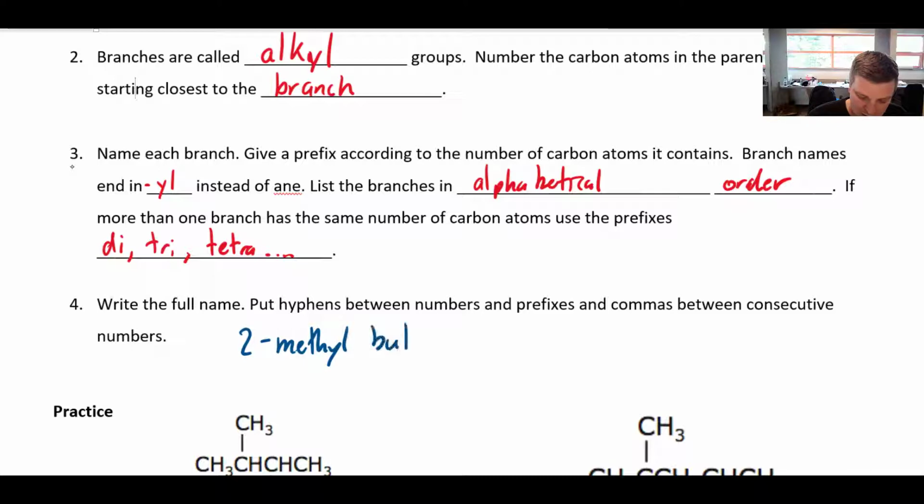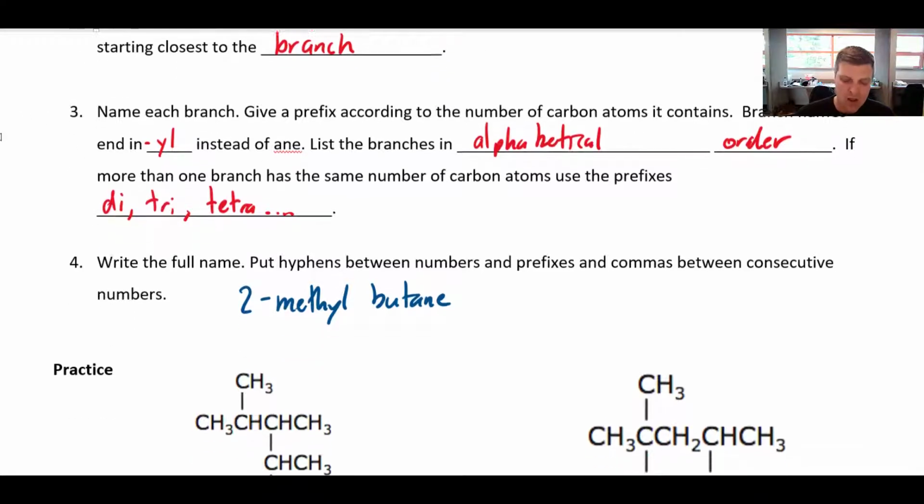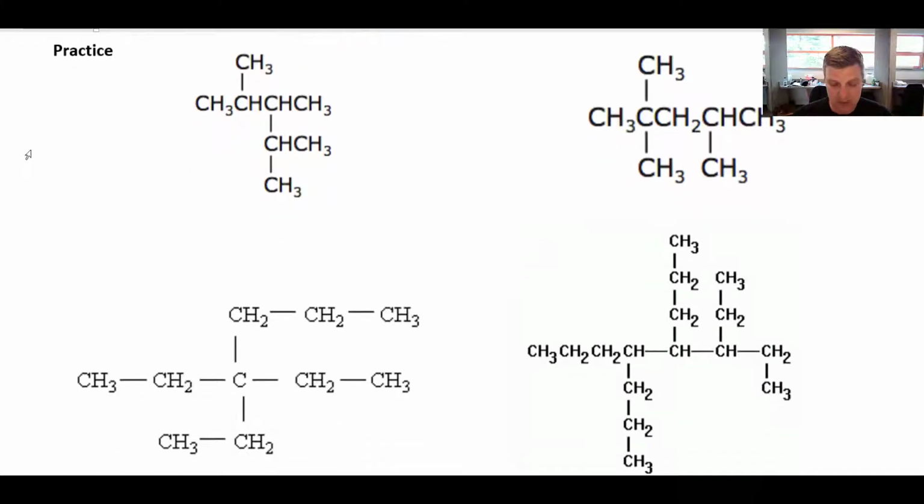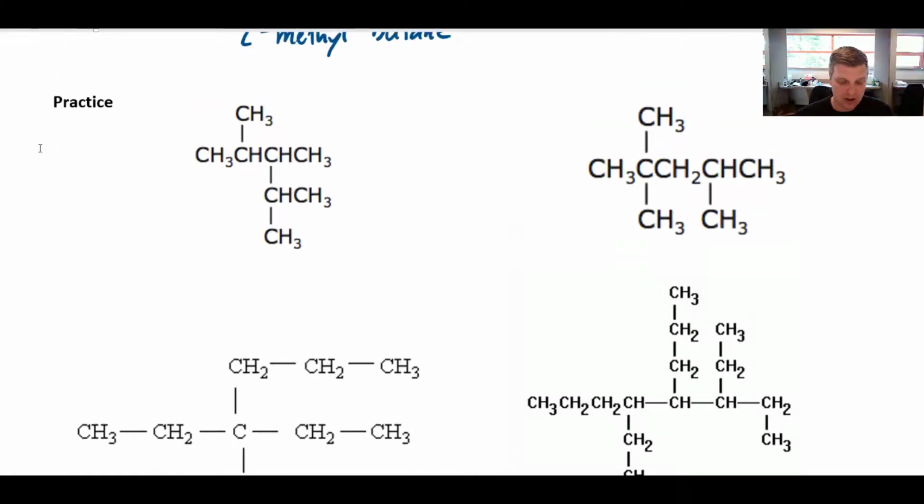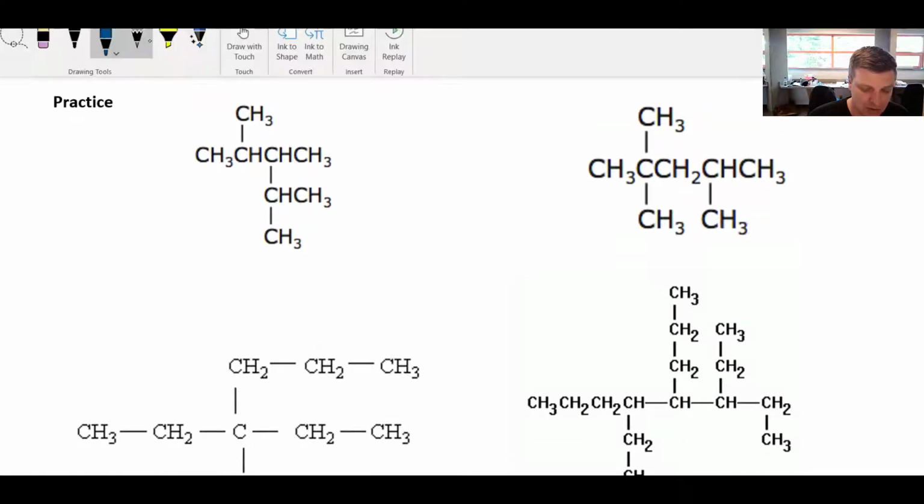butane. And I just want to point out that we're going to separate numbers and words with dashes or hyphens, so 2-methyl. And if I have multiple numbers, I'm going to separate those with commas. So if I have a 1,2-dimethyl or something like that. All right, so let's look at some examples here. Maybe we'll do the first one together, and then we'll see if you can do some on your own.